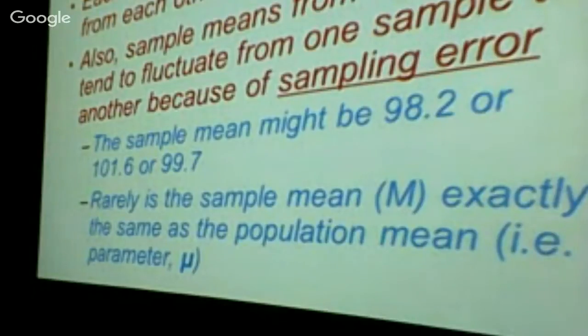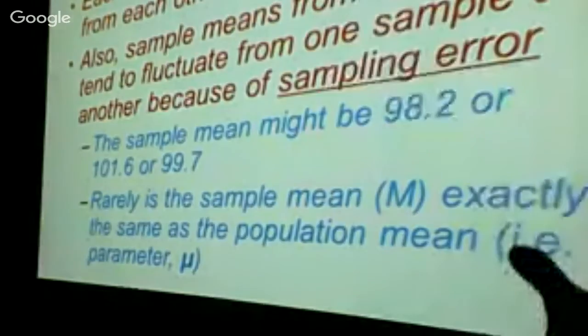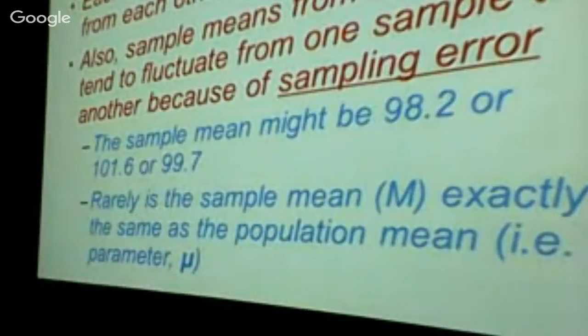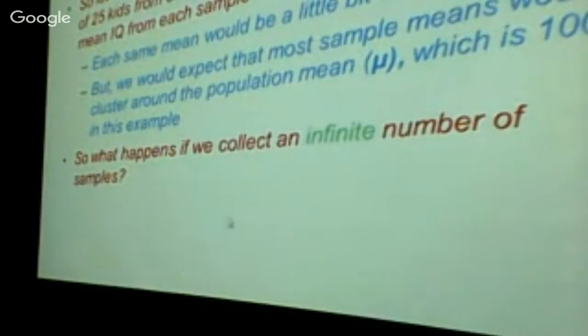So again, because of sampling error, the different samples that I choose of my 10-year-old students will have different mean IQs. And they'll be different from this parameter of 100. So it might be 98.2 or this or that, whatever. Rarely is a sample mean exactly the same as a parameter mean. It can happen, but rarely is that the case. Okay, so if we're going to collect 100 random samples of 25 kids, 100 little pockets of samples, and I get the mean IQ from all of them, each one is going to be a little bit different from each other. They're probably going to be around 100, but they're going to be a little bit different.